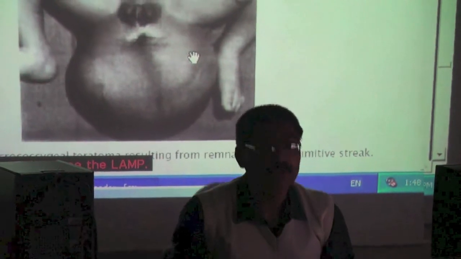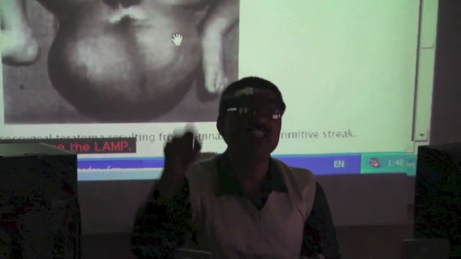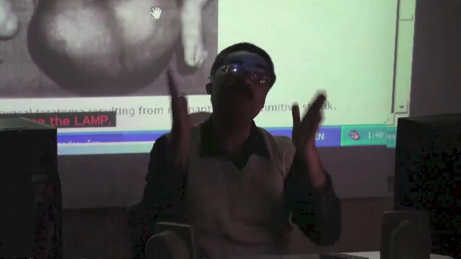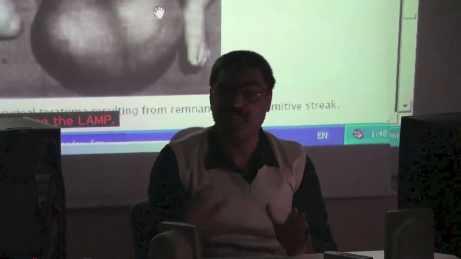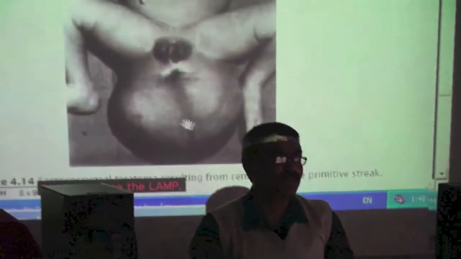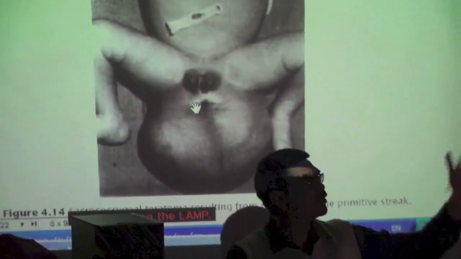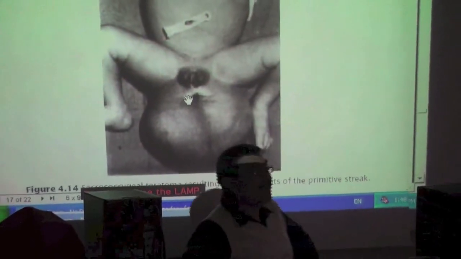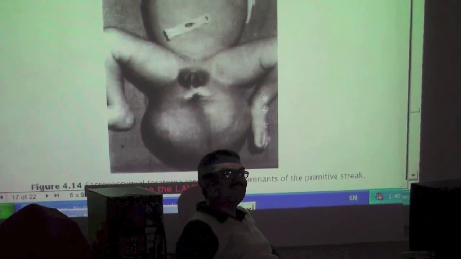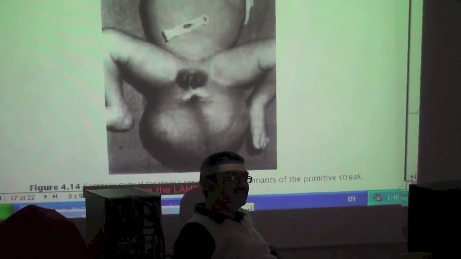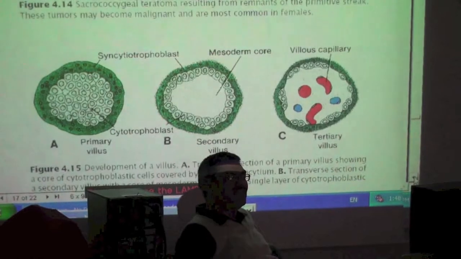If the primitive streak does not degenerate and persists, then it will make a tumor. And this baby, because the cells are proliferating in the sacrococcygeal region, will be born with this tumor. Okay? So remember this.